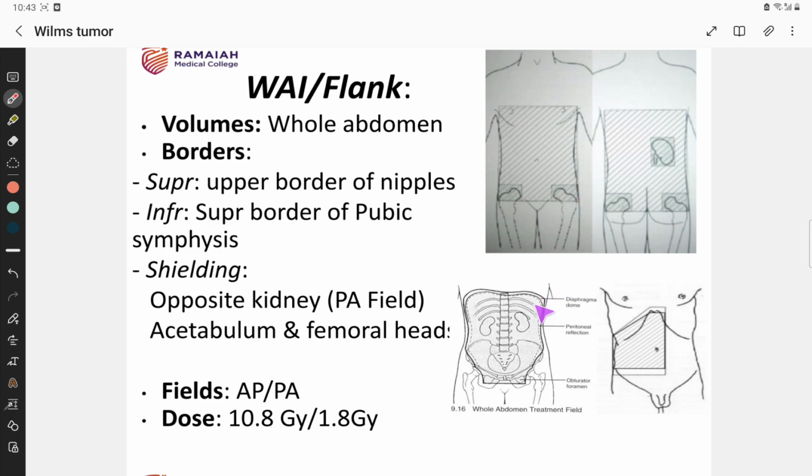Now the RT field based on imaging will be: the upper border will be the diaphragmatic dome, laterally the peritoneal reflection, and inferiorly the inferior border of the obturator foramen.